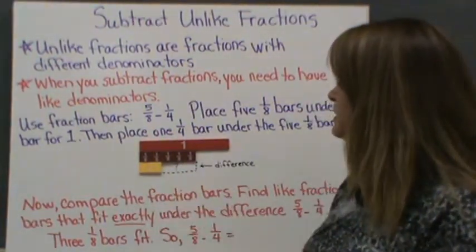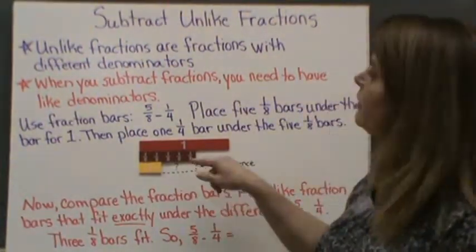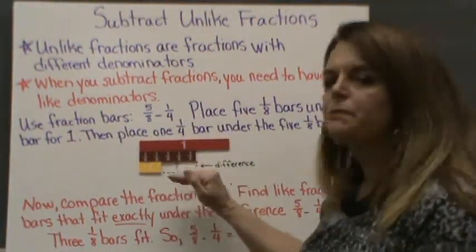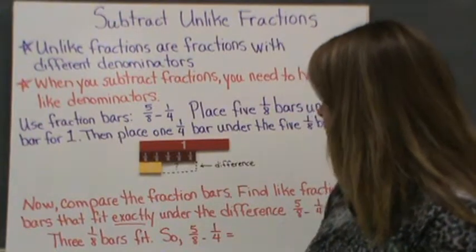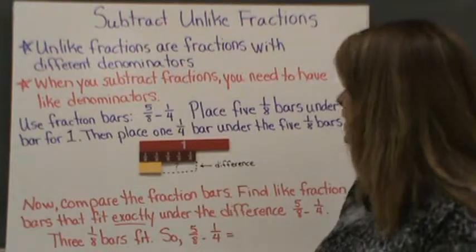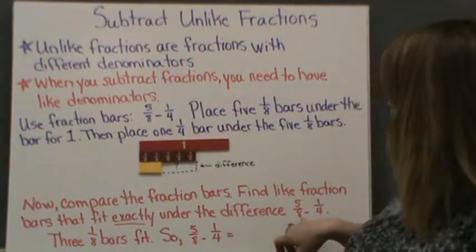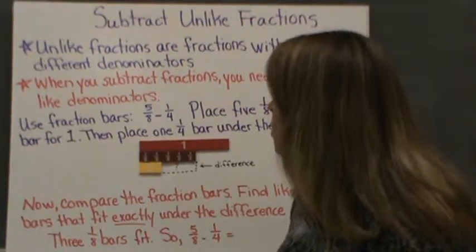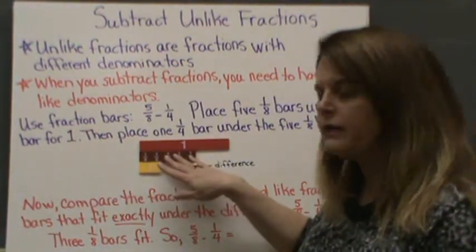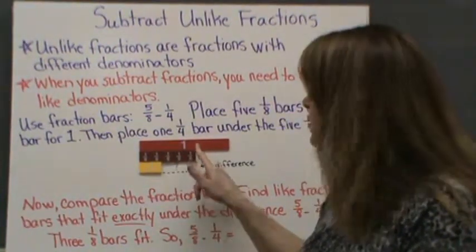So this layout tells me that this area right here is the difference. That's the difference that I'm looking for between 5/8 and 1/4, this piece that's missing right here. So now all I have to do is compare my fraction bars and find the bars that fit exactly under the difference, 5/8 minus 1/4. Well, it's easy for me to see I could take those 3 1/8 and slide them down and they're going to fit perfectly into that space.